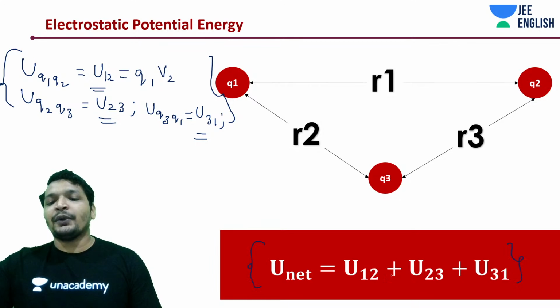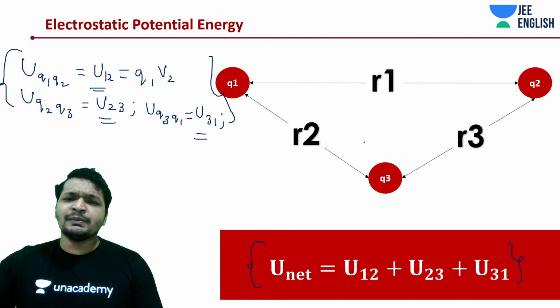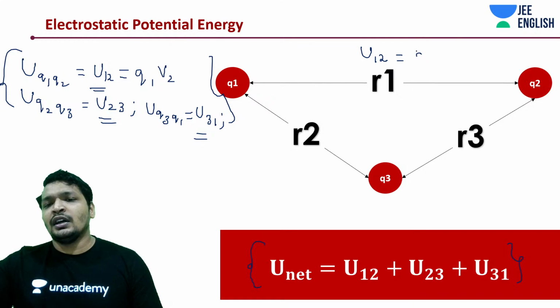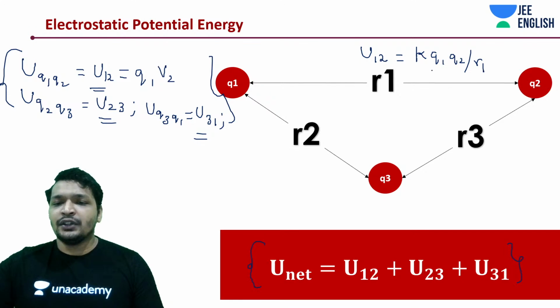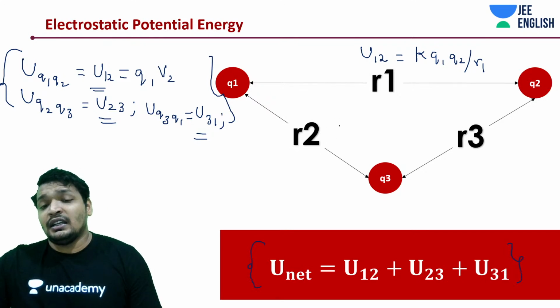So this is the net electrostatic potential energy. This might be due to Q12. This is the potential energy due to this, which is going to be K into Q1 into Q2 divided by R1. Basically K into Q2 by R1 into Q1.